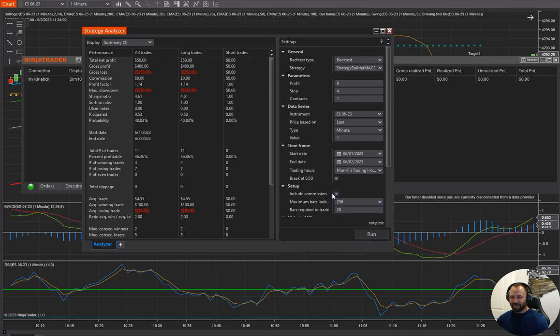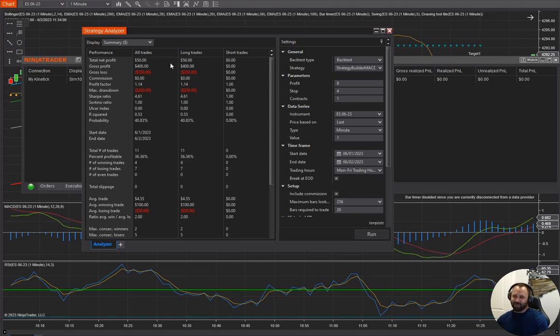And as you can see, my commissions are not being included. And I'm going to have to look into why the strategy builder is not including commissions. It should be, but for whatever reason, it's not. I'll dig into that. At this point, somewhat irrelevant. Just keep in mind, you should always calculate your commissions.